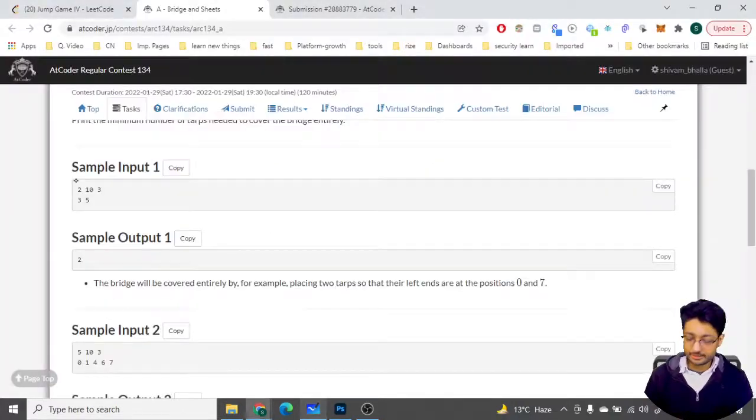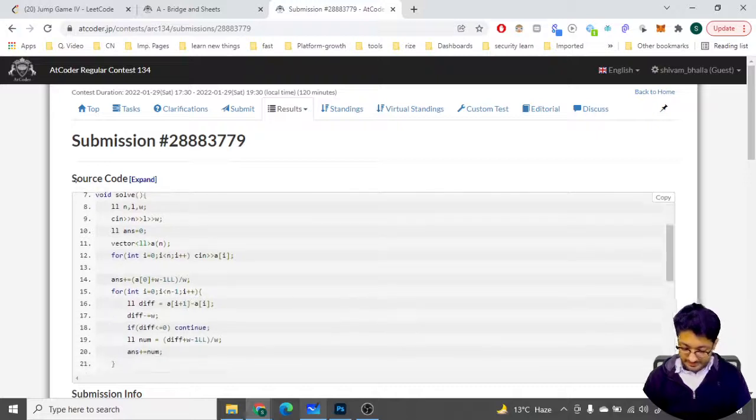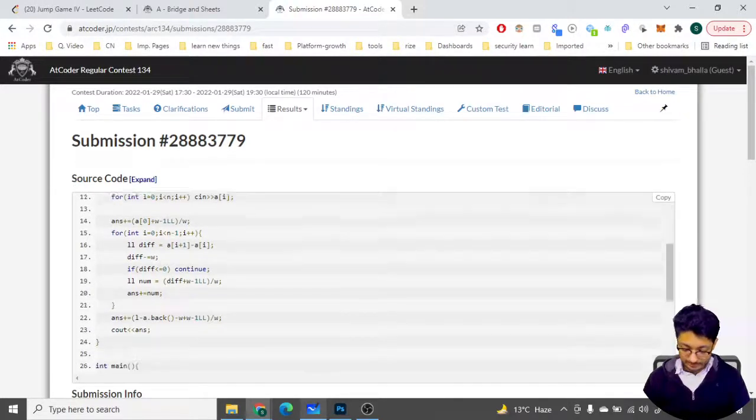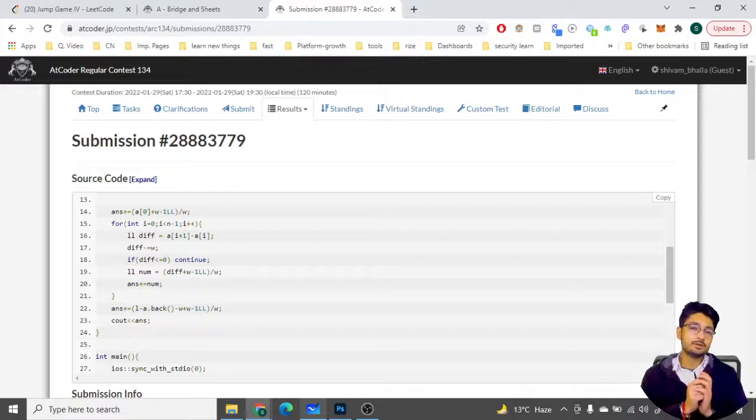So let's move on to the actual solution for this problem. What you can see is that you have to take the input of n, the total number of planks you've already installed, L and W, and the answer is ans. Then take the input of the starting values. Then you have to first find out the number of planks you have to install from the first point till the starting point, the 0th point. So it's actually just the starting point, that is a of 0 minus 0.